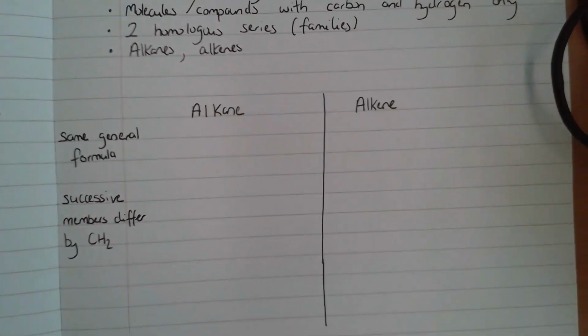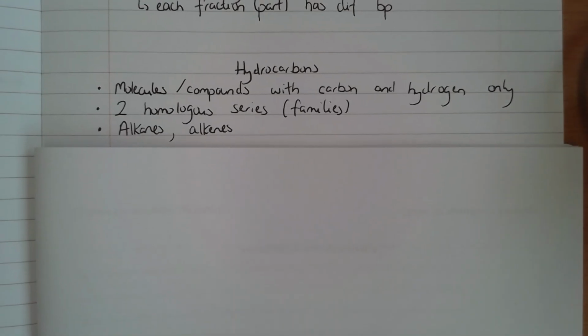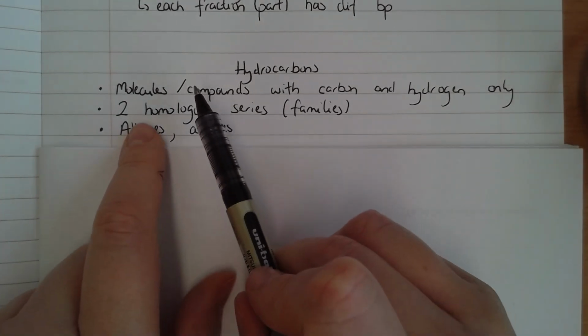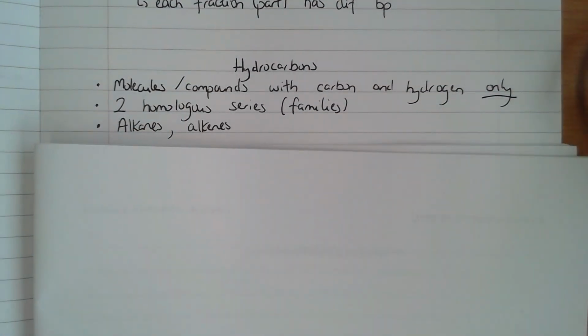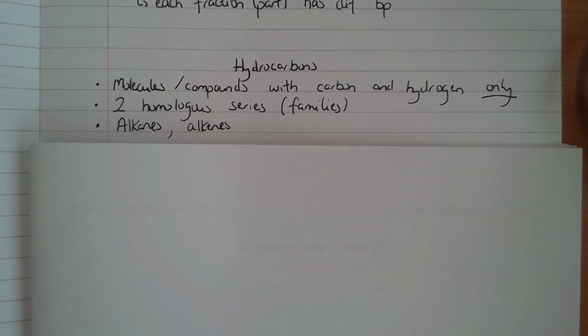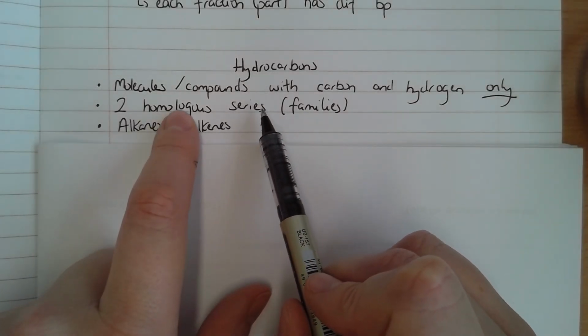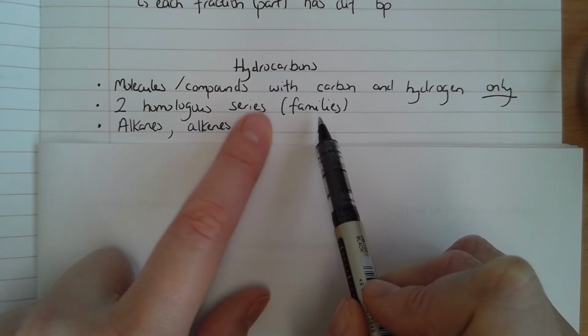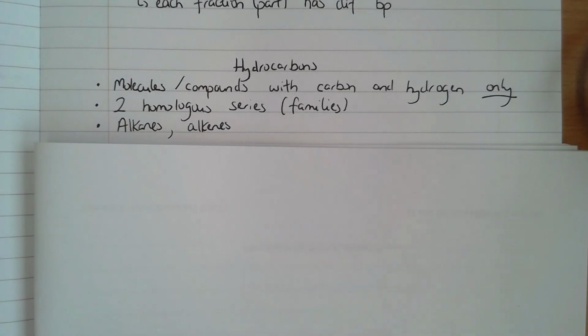The last little thing we're going to look at is hydrocarbons themselves in a tiny bit of detail. So hydrocarbons, you can call them molecules or compounds, and they've got carbon and hydrogen only. You need to say that word only to get the mark. There are so many different hydrocarbons that we put them into families, and we call these families homologous series. There are two different ones that you need to know. You need to know the alkane homologous series and the alkene homologous series.